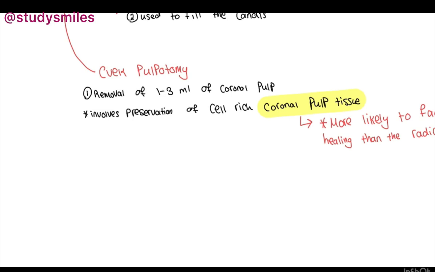There's also a technique called the partial pulpotomy, or Cvek pulpotomy. What you do is remove 1 to 3 millimeters of the coronal pulp. This is not milliliters, it's millimeters. So you remove 1 to 3 millimeters of the coronal pulp, which involves the preservation of the cell-rich coronal pulp tissue. This is more favorable for the healing of the radicular pulp. So basically, by preserving the cell-rich tissue, we promote the healing process.